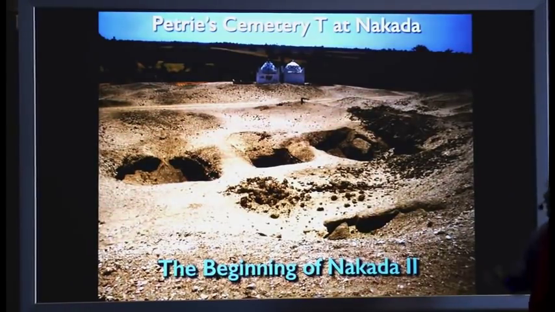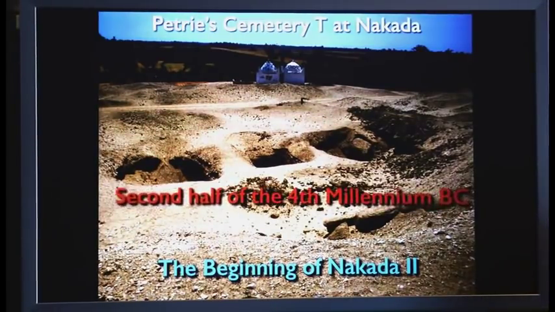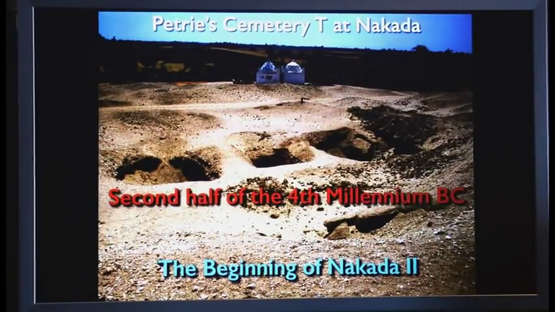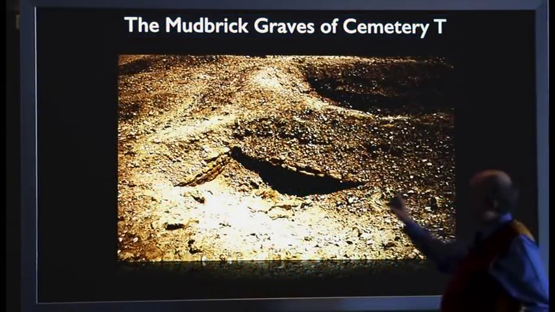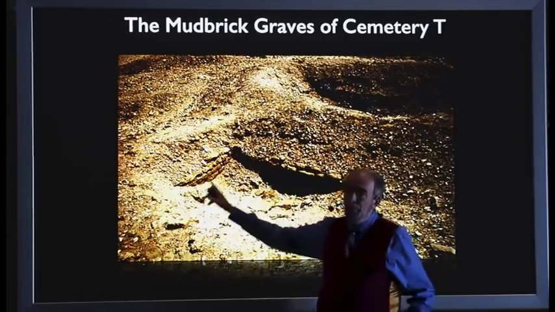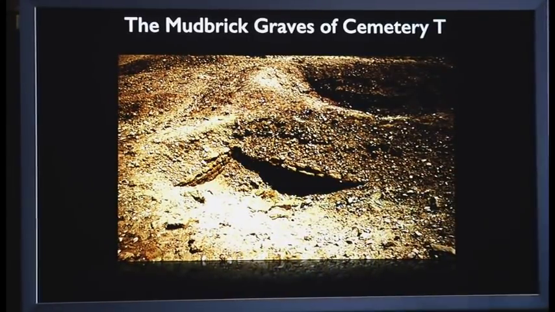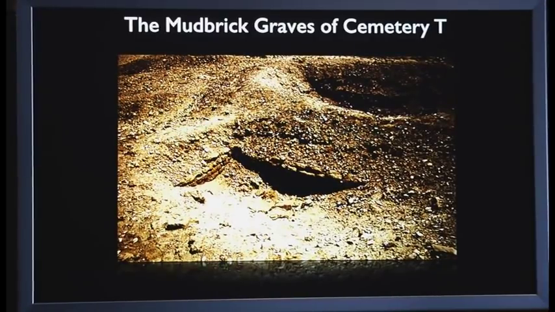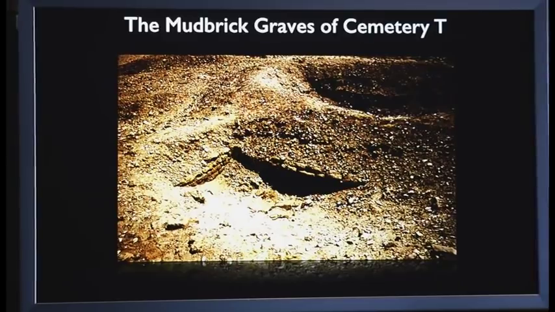And these are excavations of tombs from the Nakada 2 period, the elite graves there. About the second half of the 4th millennium. What's important, for the very first time now, we see that graves are lined with mud bricks. Prior to this, there are no mud bricks in Egypt. This is the first time we see mud brick architecture, and it's to line the pits of the tombs.